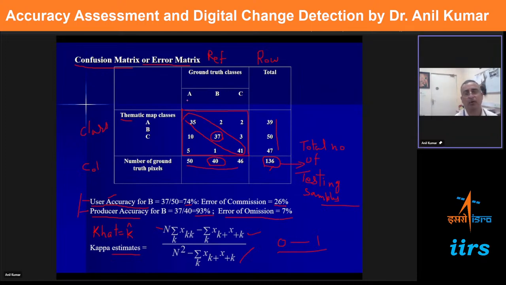As the number of classes increases, the dimension of the matrix will increase. If you have 10 classes, this error matrix or confusion matrix will be of 10 by 10 size. In IIRS, it is called error matrix. In some software, it is also called confusion matrix, maybe in ENVI or ILWIS. There are different terminologies in different commercial software, but the things are the same, and you can calculate this matrix.